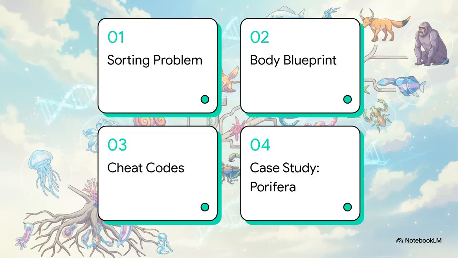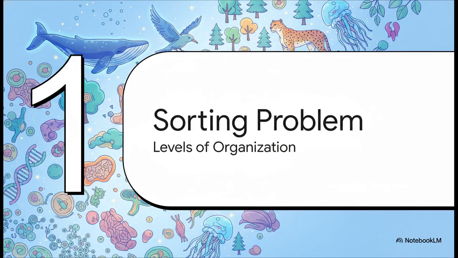Here is our game plan for today. First, the animal sorting problem. Next, the body blueprint. Then some classification cheat codes. And finally, a case study on phylum Porifera. All right, let's jump right into section 1, the animal sorting problem.